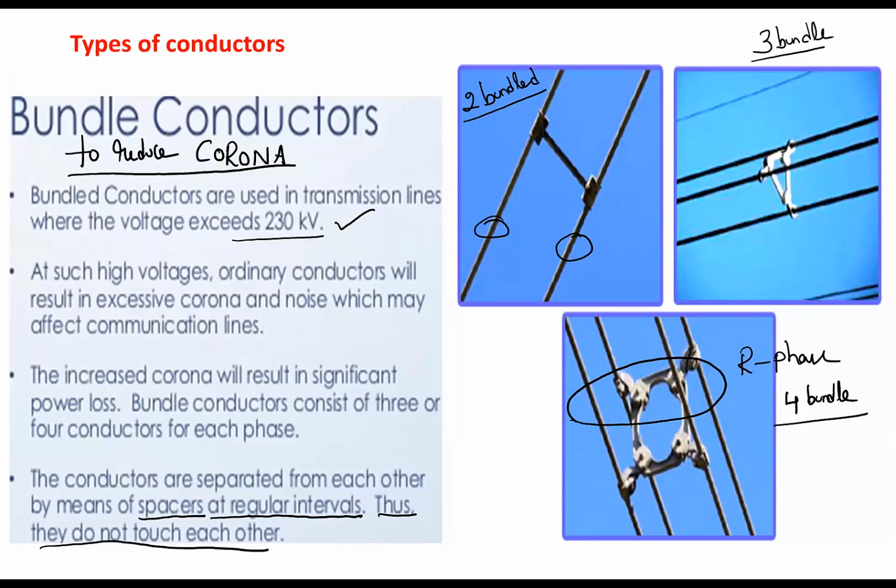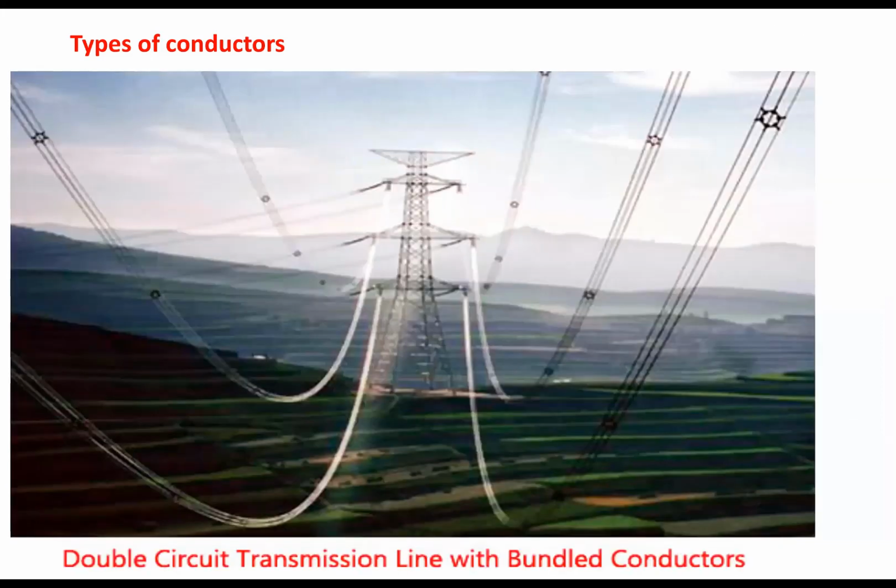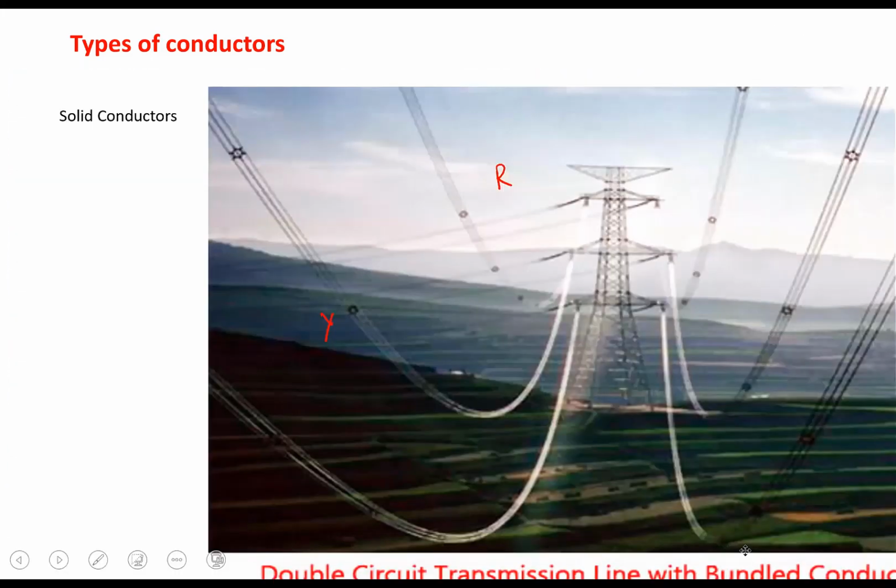Now you can see it is a double circuit transmission. So this is a double circuit transmission line with bundled conductors. So this is R phase, Y phase and B phase. Similarly, this is one more circuit line, R2, Y2, B2, something like that. So this is the image of the double circuit transmission line with bundled conductors, to get an idea.